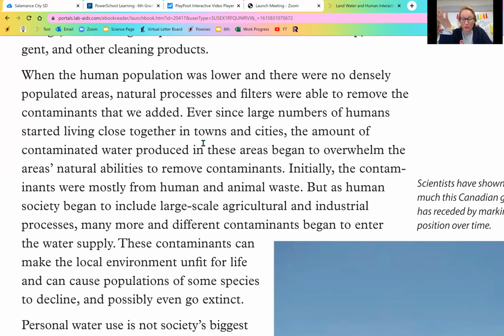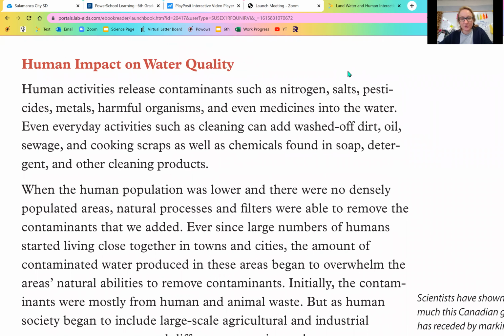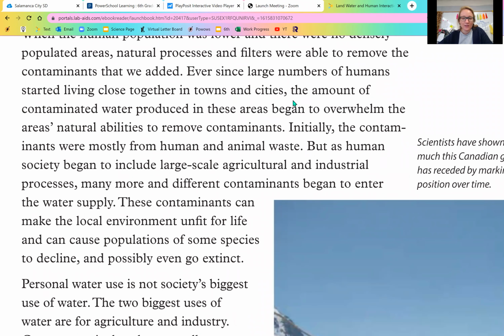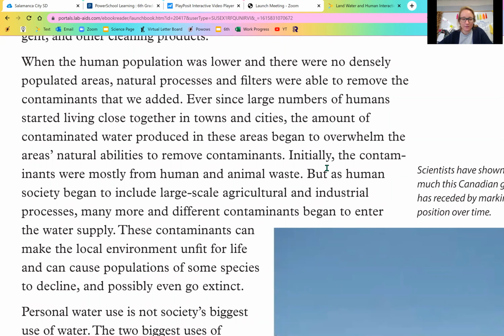So at first, they saw human and animal poop, I'll say it. And then we noticed that the water was getting dirty from other items, just like the ones we mentioned above: nitrogen, salts, pesticides from fertilizer, metals, harmful organisms, etc. As human society began to include large-scale agricultural and industrial processes, many more different contaminants began to enter the water supply. These contaminants can make the local environment unfit for life and can cause populations of some species to decline and possibly go extinct.